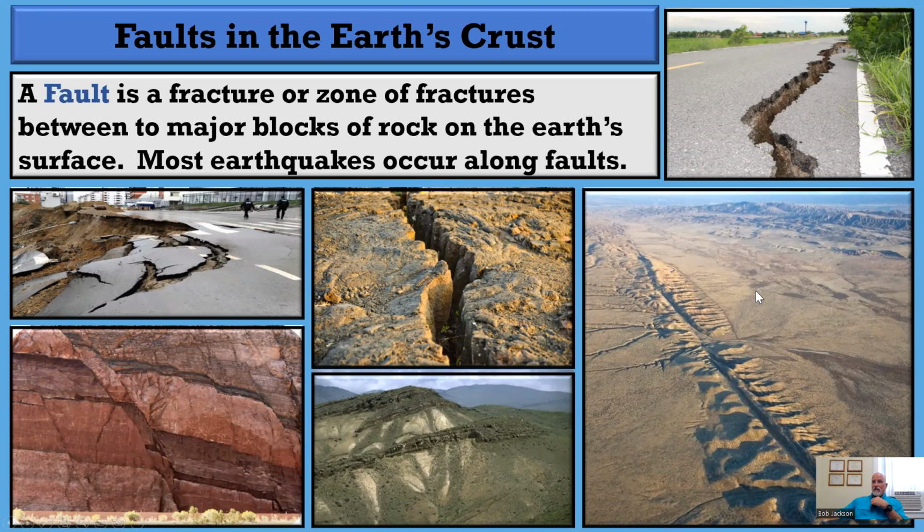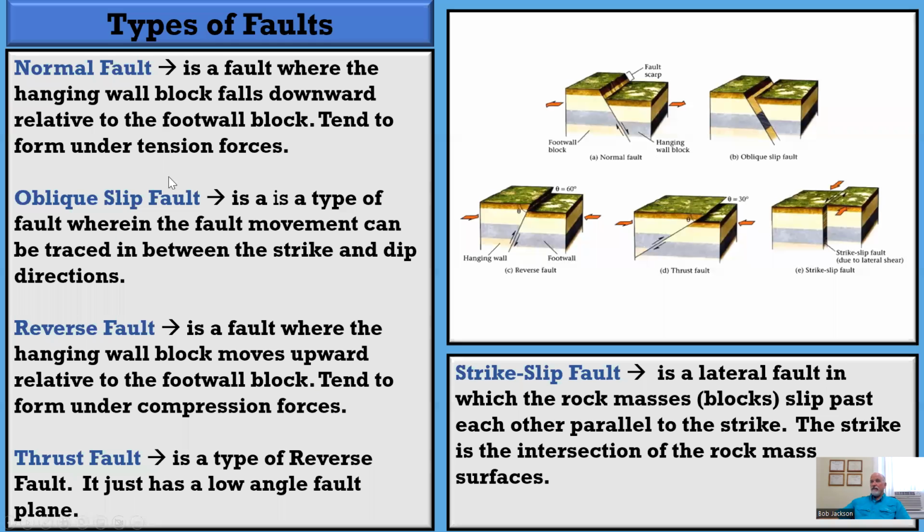But faults are just fractures in the Earth's crust. Okay, and there are different types of faults, and we're going to talk about those. Okay, so here are the types. You have a normal fault, an oblique slip fault, a reverse fault, a thrust fault, and then a strike slip fault. And the names actually tell you what they do, except for really normal, I guess. It is by far the most common one out there, I guess is what you'd say.